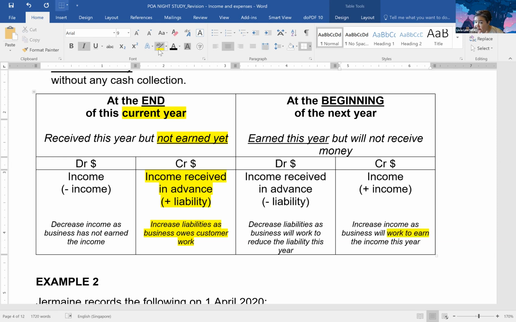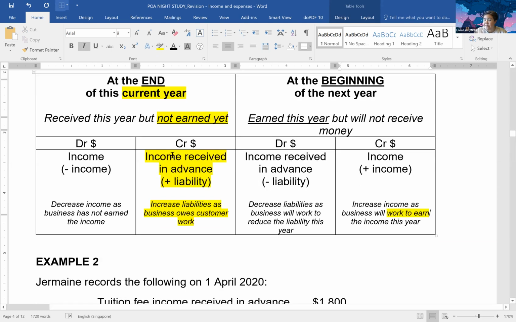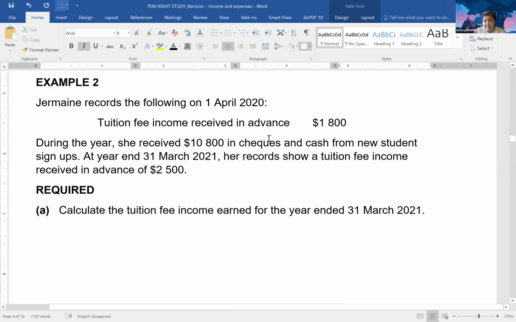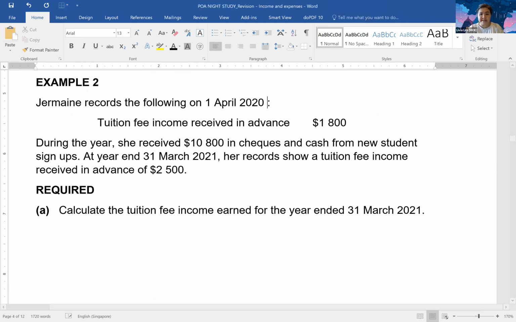So far, so good. Let's try one example, in a similar format, to understand this. So the same thing, read the example and then after that answer A. All right, so Jermaine records the following on 1st of April 2020. So this again, to remind everybody, is the beginning of the year. Jermaine opens a tuition agency, I forgot to say, okay? And she records this at the beginning of the year.